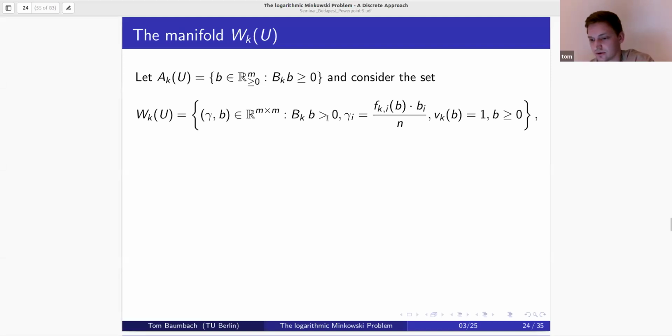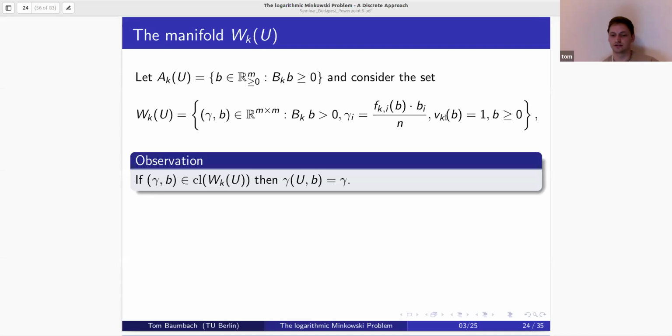That's the strict inequality. And then remember that for a cone volume vector we considered the entries where the (n-1)-dimensional volume of the facet, which is now encoded in this polynomial, times the height, so times bi over n. So gamma i is now the volume of the cone Ci, which we defined in the beginning, and the polynomial Vk of b should be equal to 1, since we only want to consider polytopes with volume 1. And of course, we only consider non-negative right-hand sides.